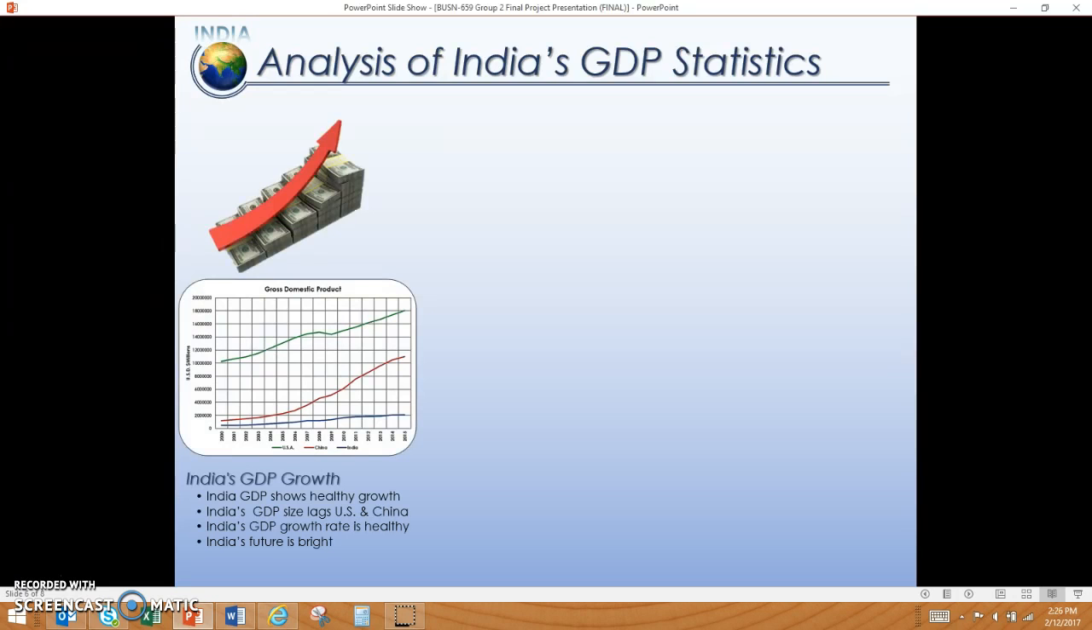Gross domestic product. Evaluating India's GDP-based statistics against the US and China's metrics provides a relative benchmark for comparison. India's GDP, that is gross domestic product of the nation measured in US dollars, is growing, but still falls far short of the US and her closest rival, China. India's current GDP growth is above 7% and is outpacing both the US and China. India is healthy and growing with a very bright future.